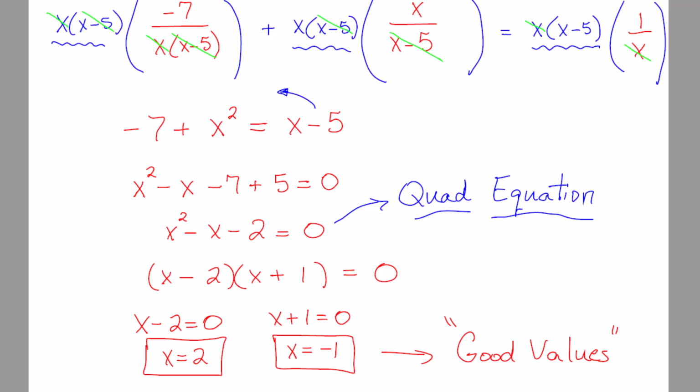You can pick whatever is the easiest for you. But in this case, I think factoring works. X times x is x squared. -2 times 1 is -2. And the middle and the outside does give me this -1. So set each part to 0, and I get answers of 2 and -1. We get to keep those because, well, they're good answers. The bad ones were 0 and 5.